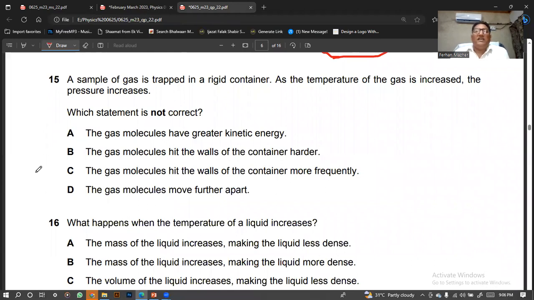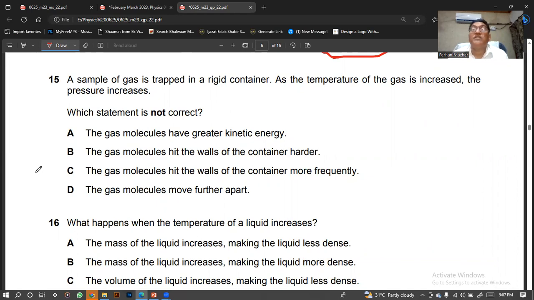Question number 15. A sample of gas is trapped in a rigid container. As the temperature of the gas is increased, the pressure increases. Which statement is not correct? So the volume is constant. When the volume is constant, the pressure and the temperature are directly proportional to each other. If you increase the temperature, the pressure will increase.